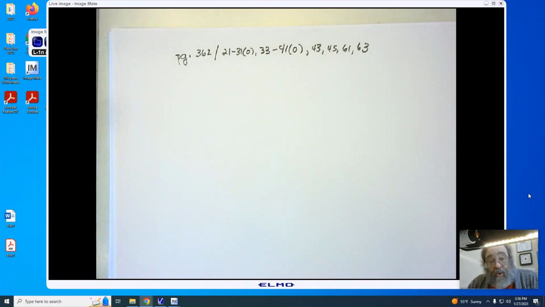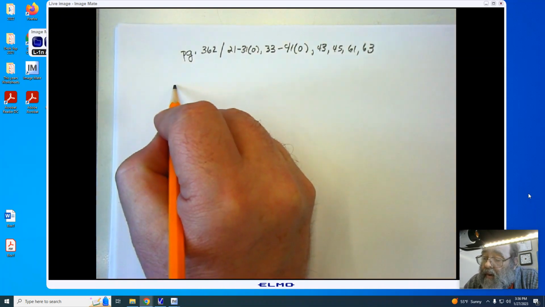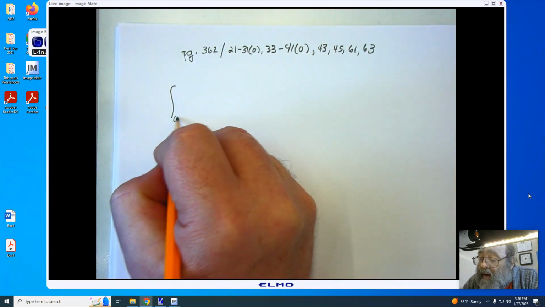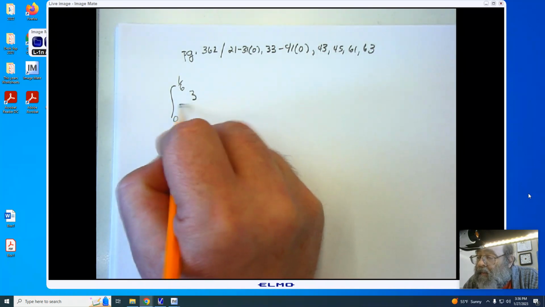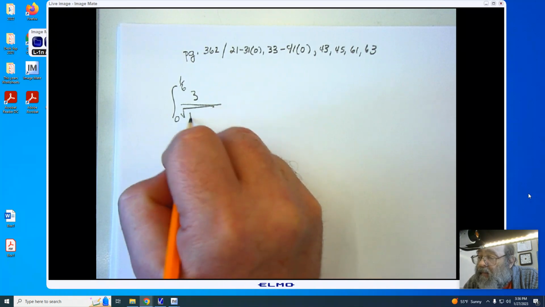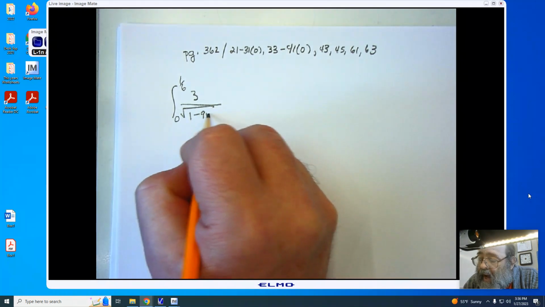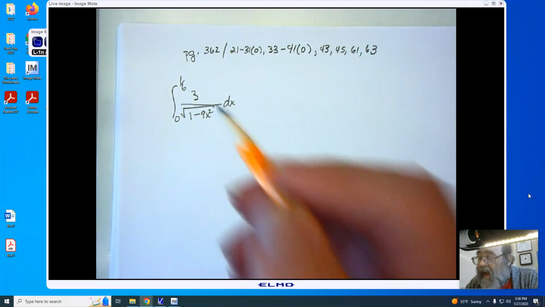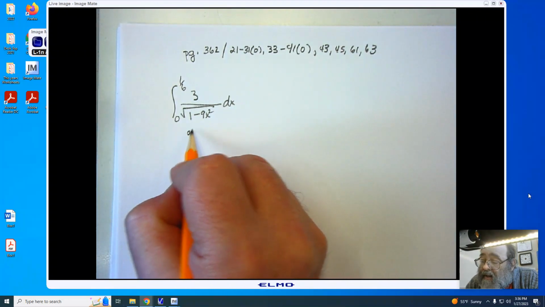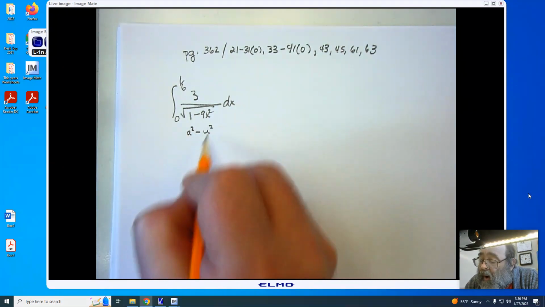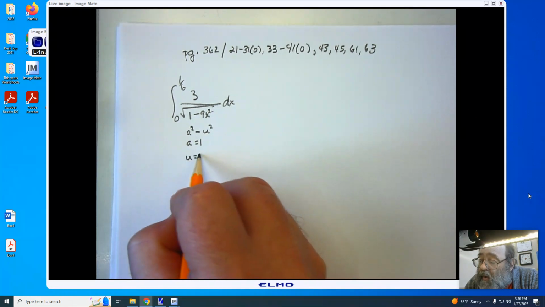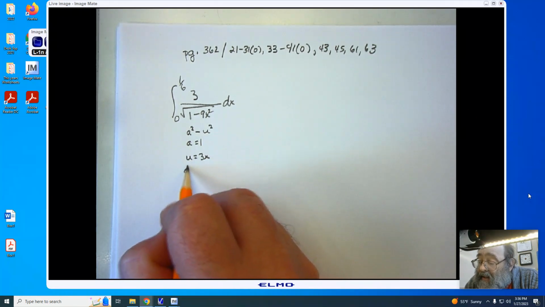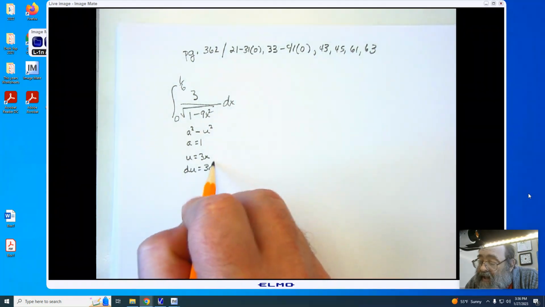So we're going to be starting at number 21 in part 2, and 21 is a definite integral, and we are looking at the integration from 0 to 1/6, and I have 3 over the square root of 1 minus 9x squared dx. Now, our first step is to recognize that this is a squared minus u squared, which means that my a is going to be 1, my u is going to be 3x, and du is 3dx.